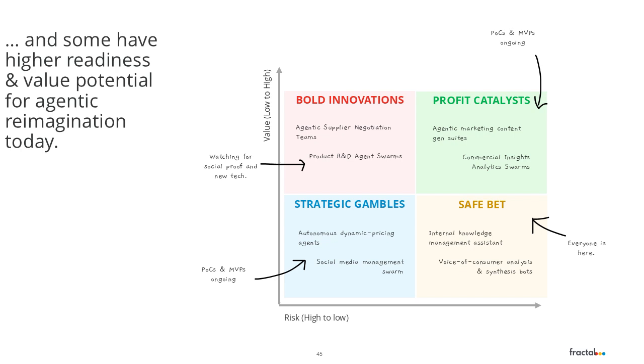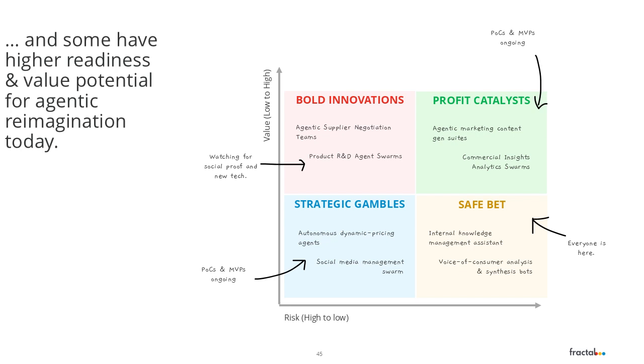Then of course we have the low-risk, high-value stuff and the high-risk, low-value stuff, which is again POCs and MVPs going on. But of course, with an eye on the profit catalyst, I think what everybody is thinking about and wishing for is the bold innovation spectrum, which is high-value, low-risk.